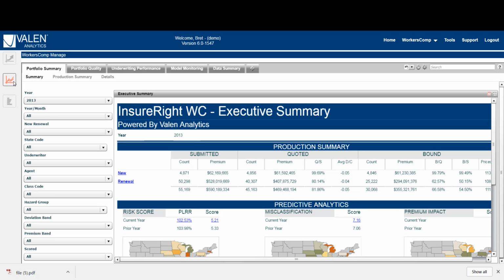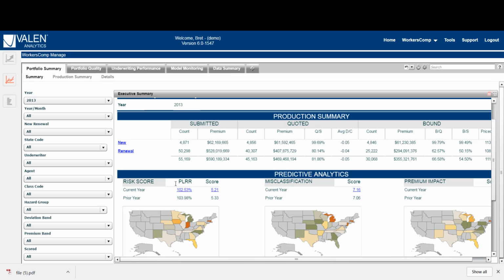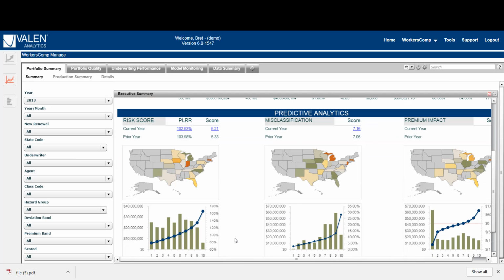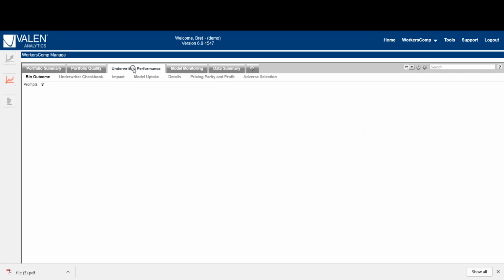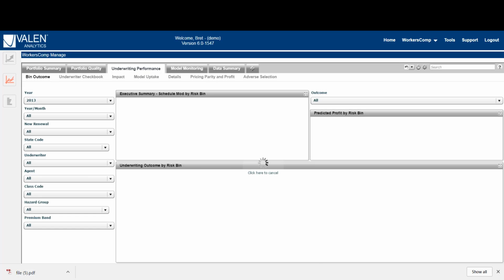This first page in the demo is a high-level dashboard that shows some familiar production metrics as well as a visual overview of the 3 predictive scores: risk, misclass, and premium impact, along with a heat map of each predictive score by state. I'm now going to show some more interesting examples of the effective use of predictive statistics in evaluating model impact. First, we're going to look at underwriting outcome by bin.